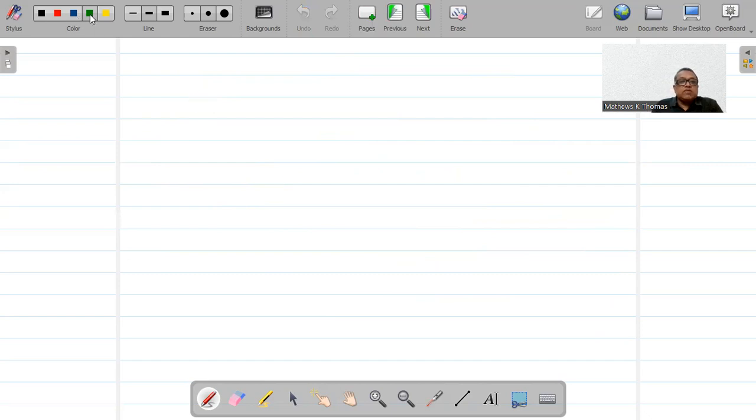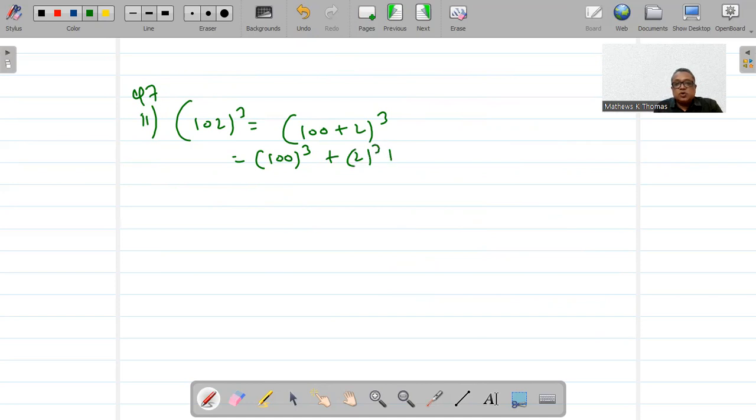So we have 102³. Question number 7, 102³ can be written as (100 + 2)³. So this is going to be a³ + b³ + 3ab(a + b), all positive. This is easy. You have to be careful with the negatives, but with positive it's relatively easy.